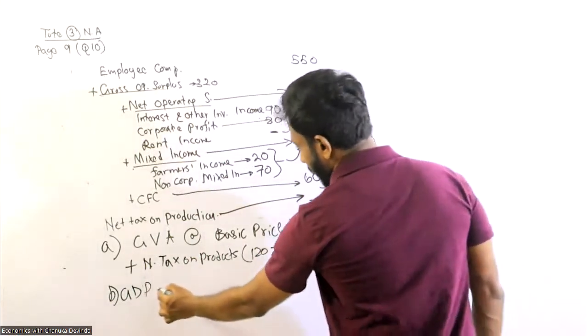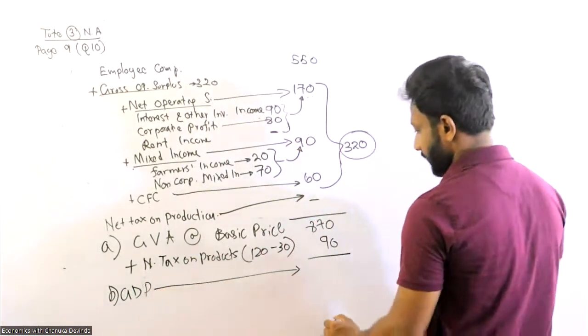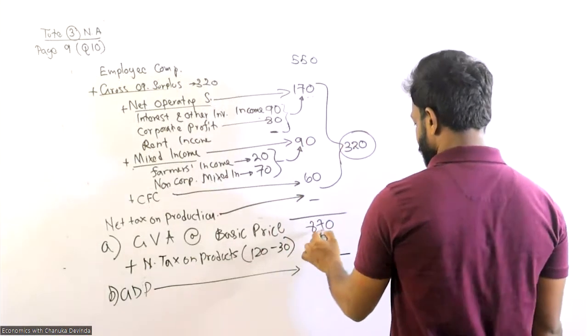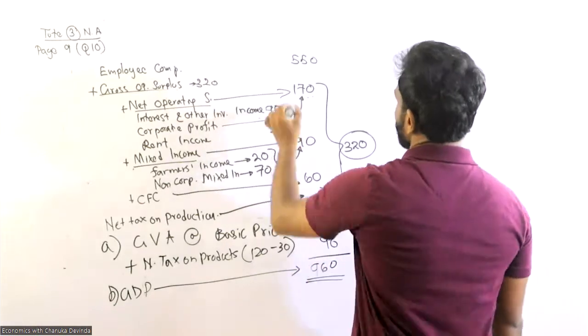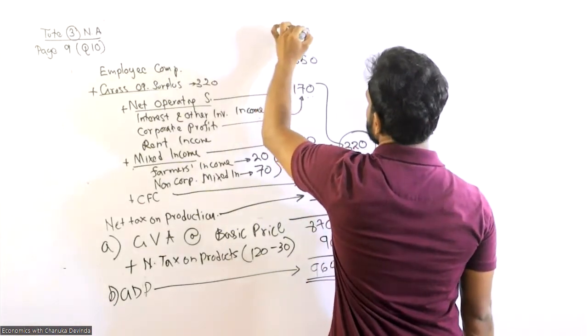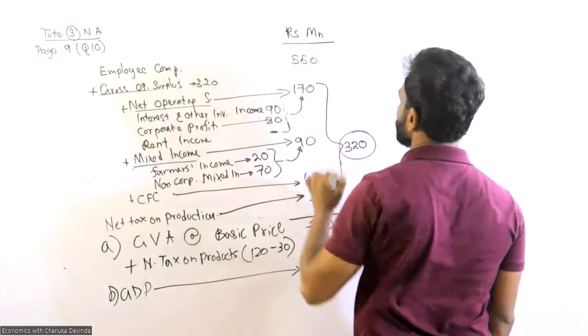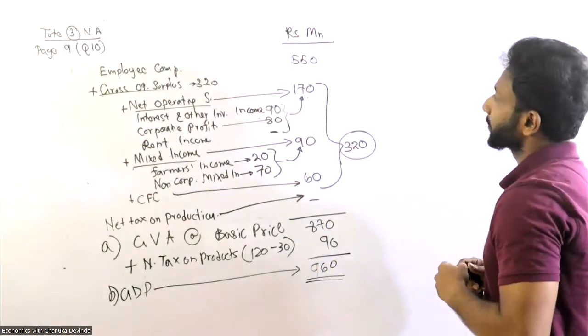So GDP at market price can be identified as 960. If it is rupees million, just mention it. Right?